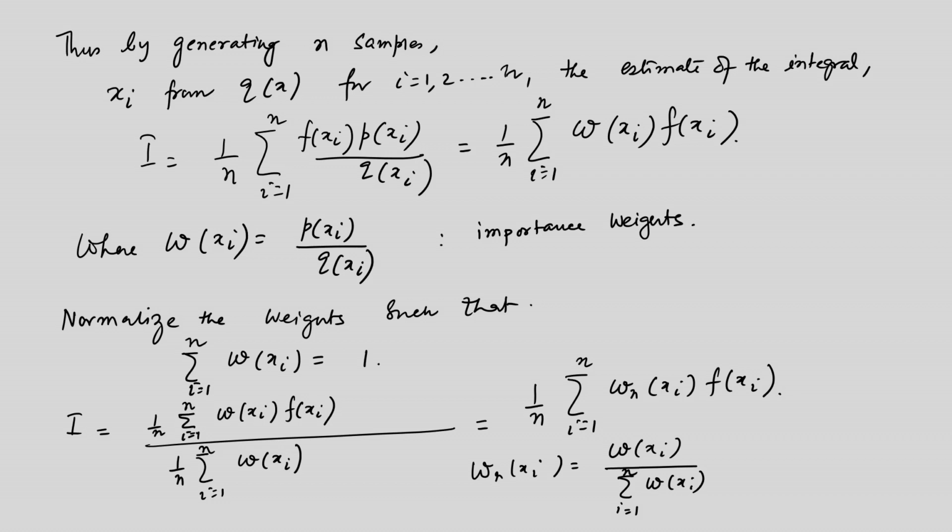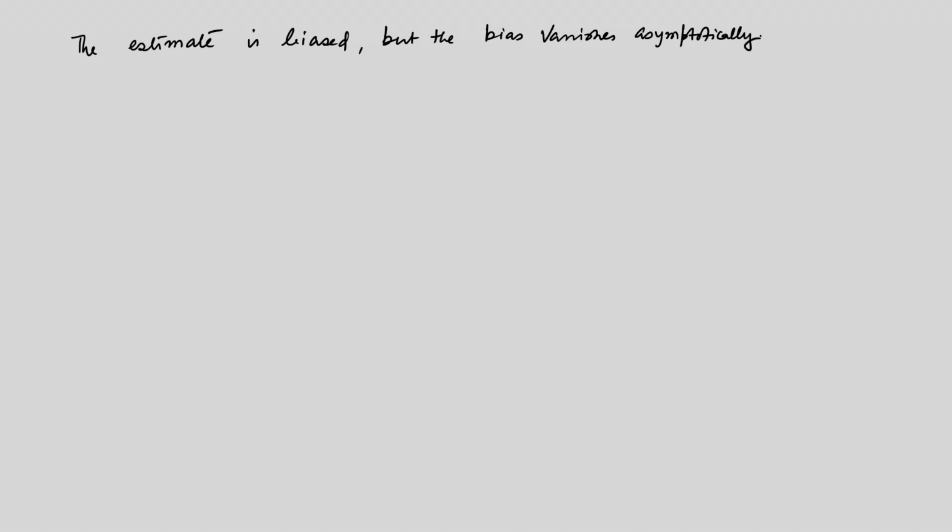So, let us see a little more on the variance and so on. Of course, the estimate is biased, because instead of a uniform one, you have taken a biased distribution which fits your problem more closely, but this bias actually vanishes asymptotically as n tends to infinity. Okay.